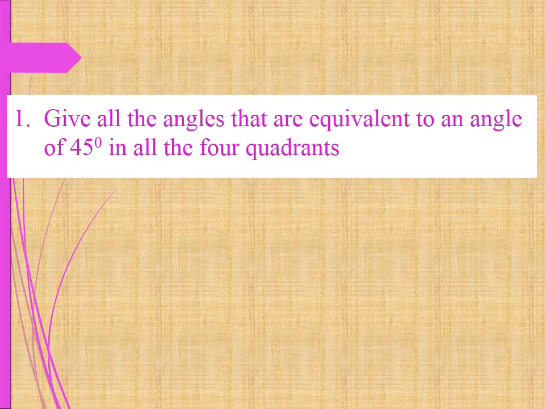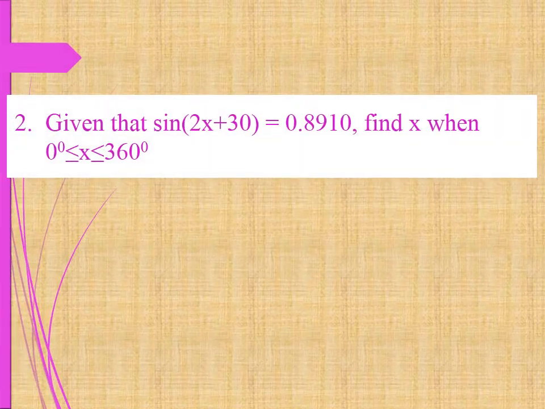Question 1. Give all the angles that are equivalent to an angle of 45 degrees in all the 4 quadrants. Question 2. Given that sin of 2x plus 30 is 0.8910, find x for 0 degrees less than or equal to x less than or equal to 360 degrees.